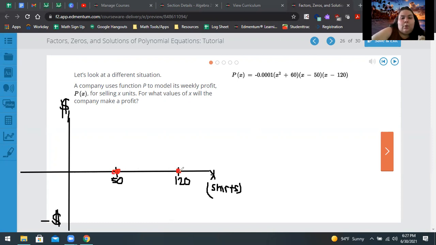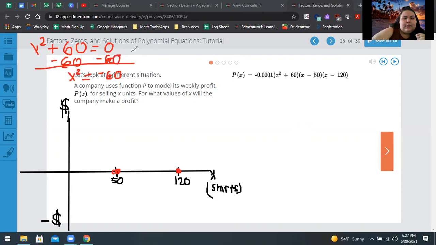Now the reason why I didn't graph x squared plus 60 is because that actually tells me I have a complex number. If you don't see it, you can take the factor and set it equal to 0. So x squared plus 60 is equal to 0. You subtract the 60 on both sides, and you're going to get x squared equals negative 60.